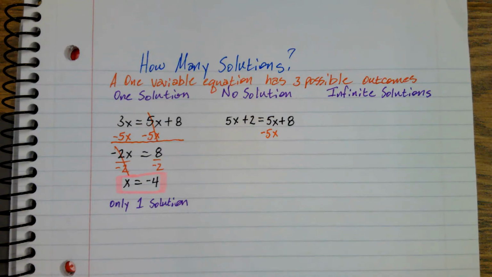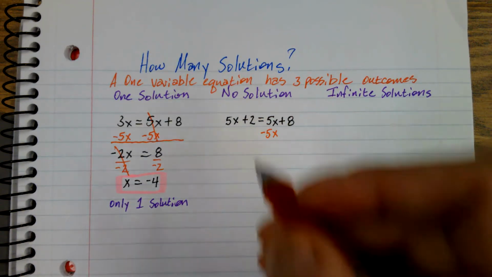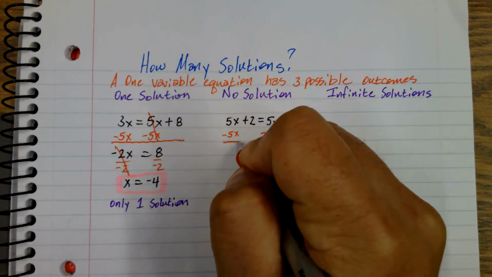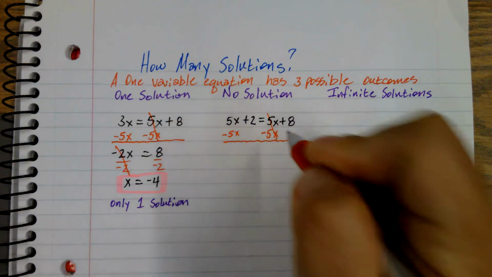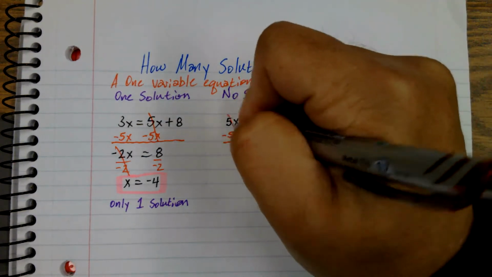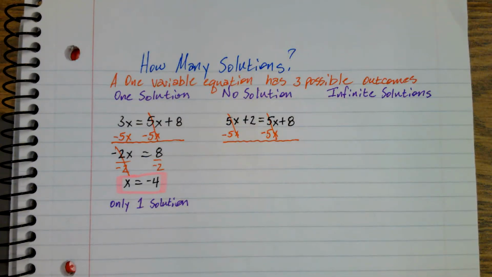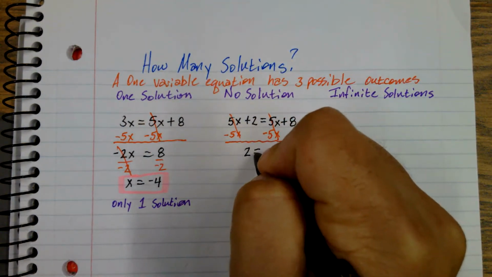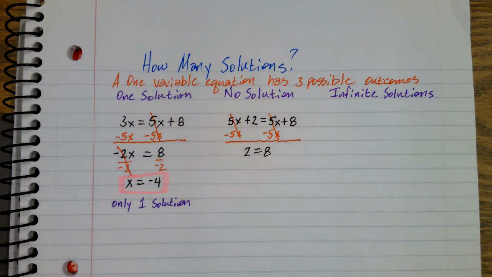If I subtract 5x on the right side, I got to do it on the left side. It's a transformation. It cancels here, but lo and behold, it cancels there. And some of you already pointed out that you end up with this. 2 equals 8. What happened? What does that mean? What do you think that means? 2 equals 8.